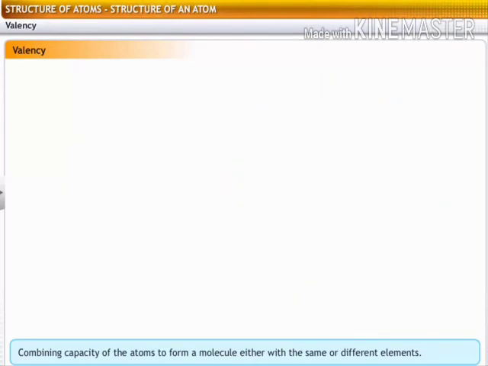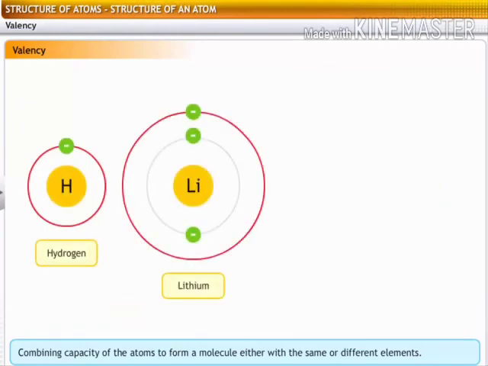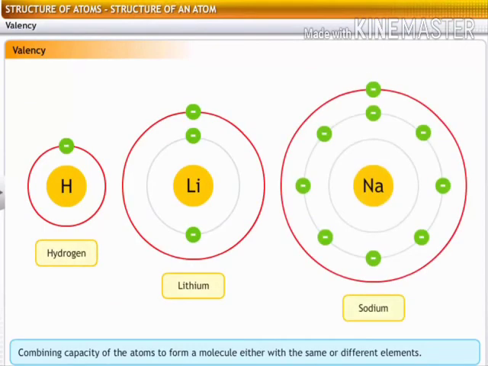For example, elements like hydrogen, lithium, and sodium atoms contain 1 electron in the outermost shell. Therefore, they can lose 1 electron. So their valency is 1.